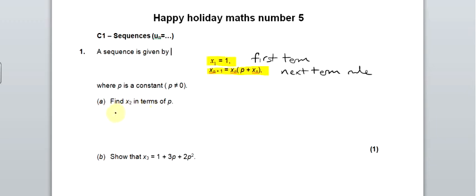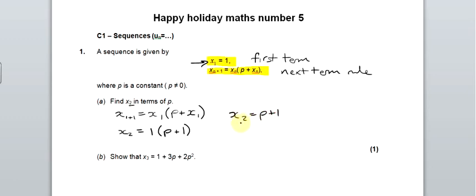So notice that x2, the little number at the bottom, must mean n here is 1 plus 1, and then we've got x1 times p plus x1. I don't know if you can see I've done that, but I know what x1 is because they told me at the start. It's right there. So x2, the second term, is equal to 1, because that's the first term, times p plus 1. So x2 is equal to p plus 1. And there's 1 mark for that little beauty.